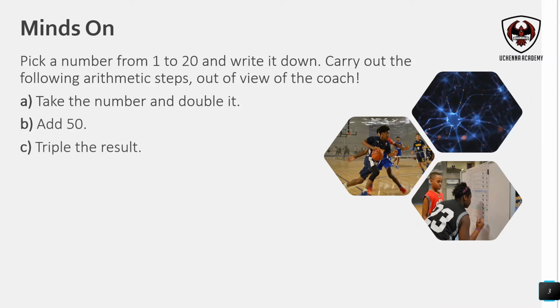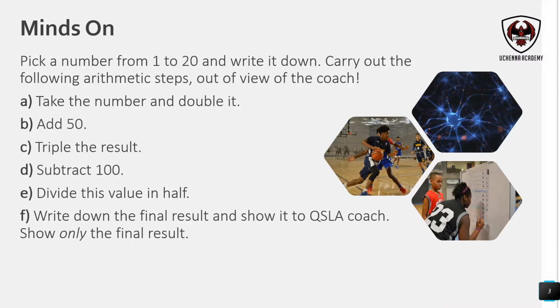Then you're going to triple the result. So whatever you came up with, you're going to triple it. So that means multiplied by 3. Then you're going to subtract 100. And finally, divide this value in half. Now, you're going to come up with a new number, and that's going to be your final result. And you're supposed to show it to your coach, only the final result.